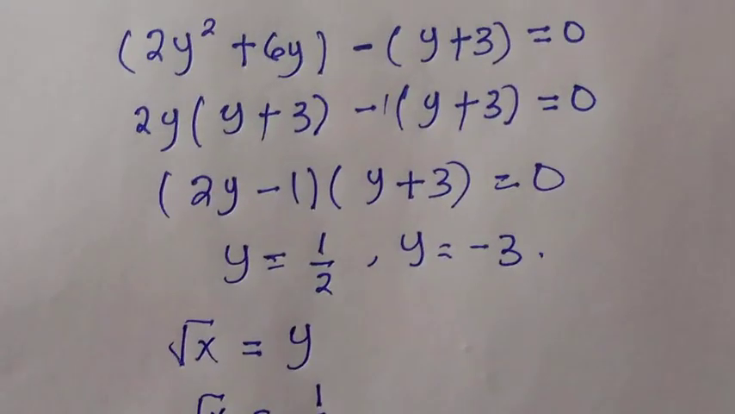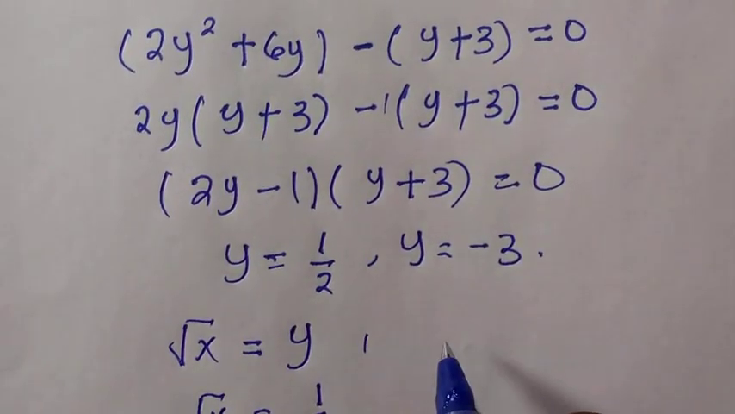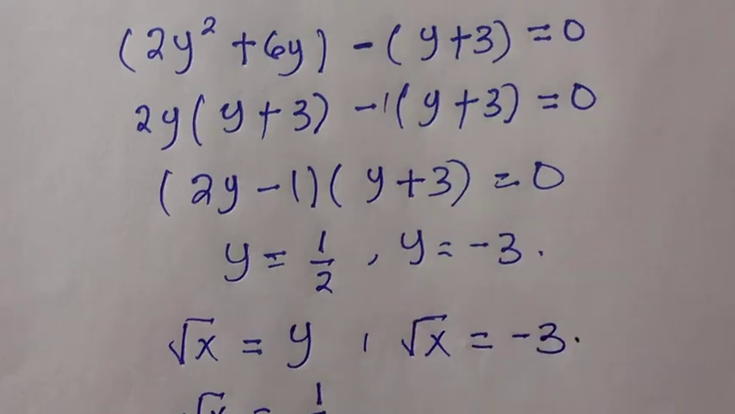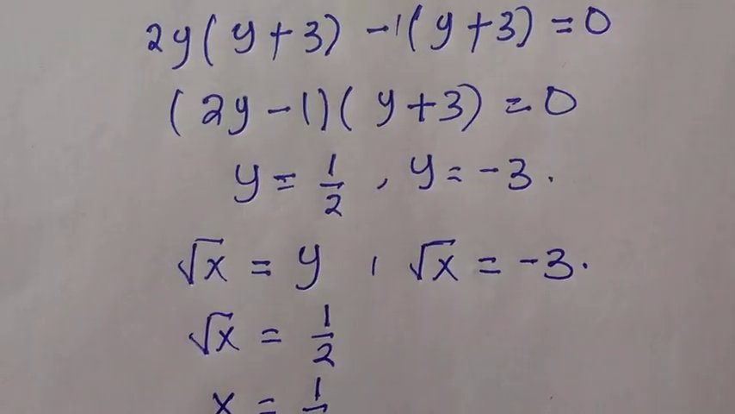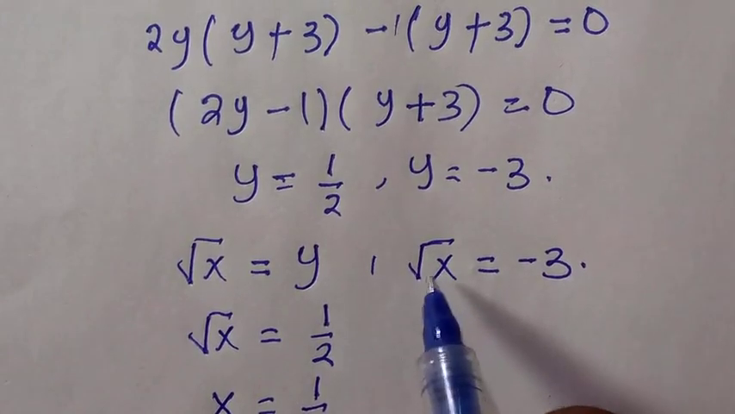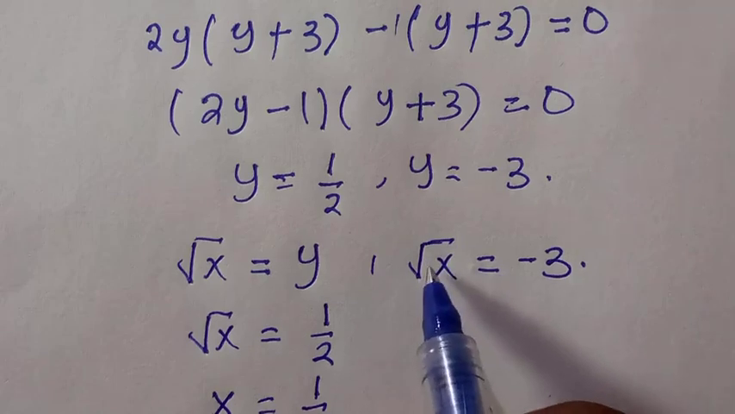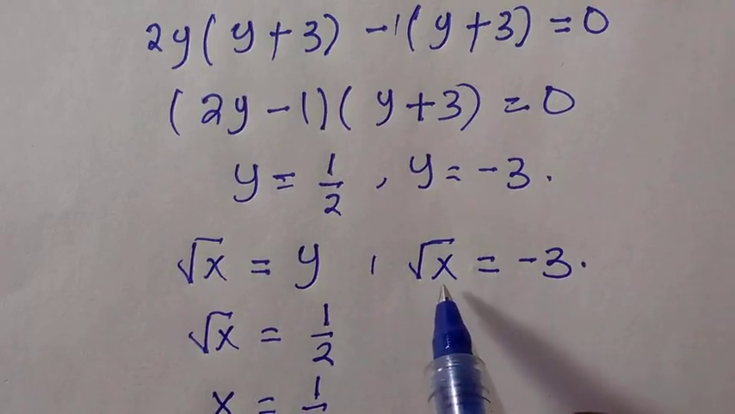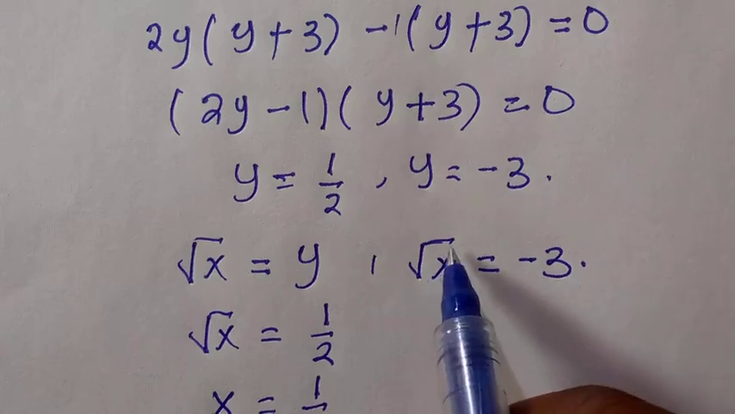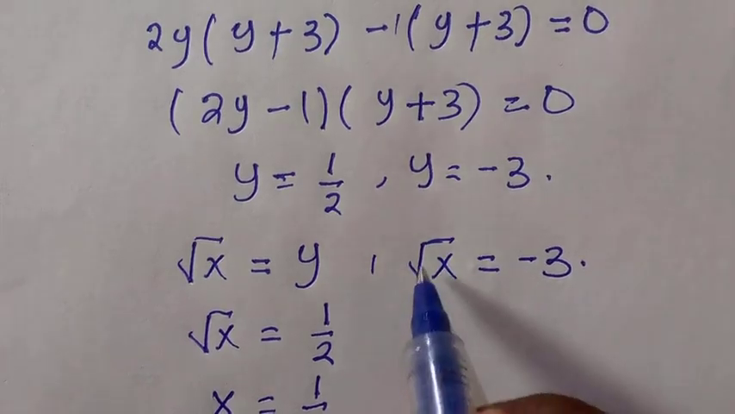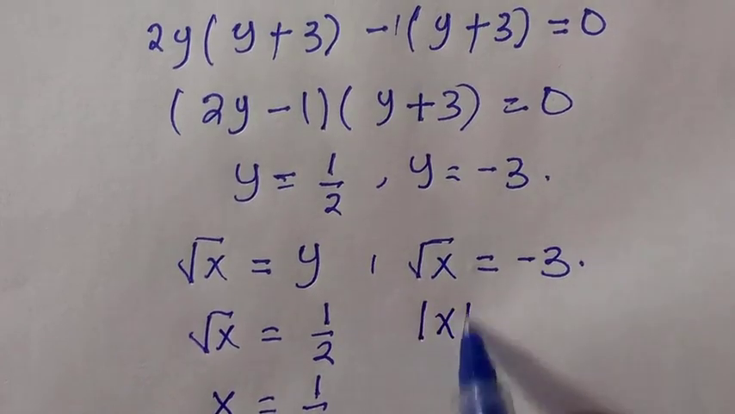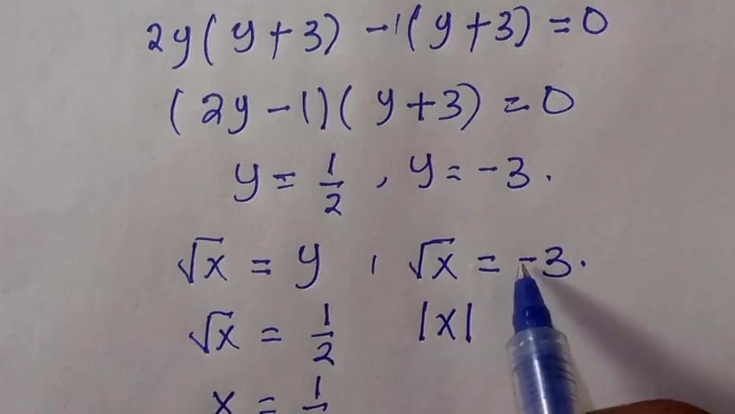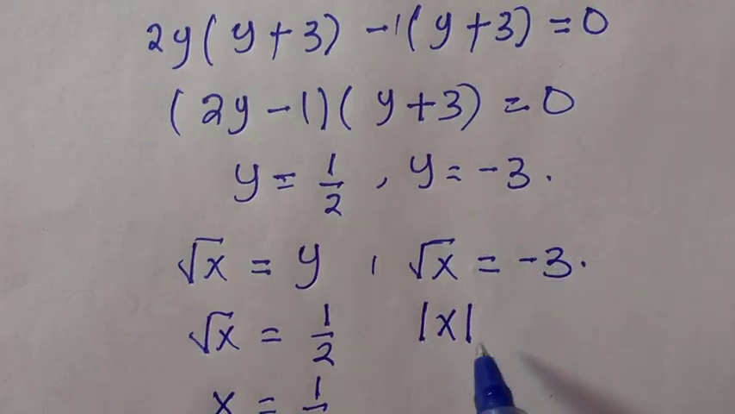But let's see the second part, which is when y equals minus 3. We have root x equals minus 3. But can we take the square of both sides? No, because this is a square root. It means that anything we have here must not be negative, and what we have here is negative. So this solution is rejected, because the square root of x is always positive. Therefore, this solution, negative 3, is rejected.